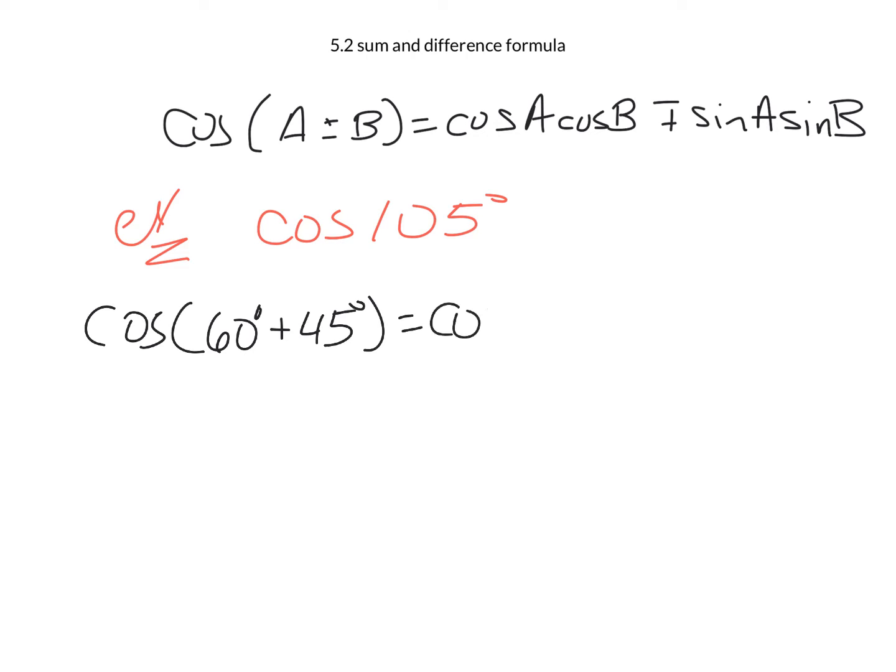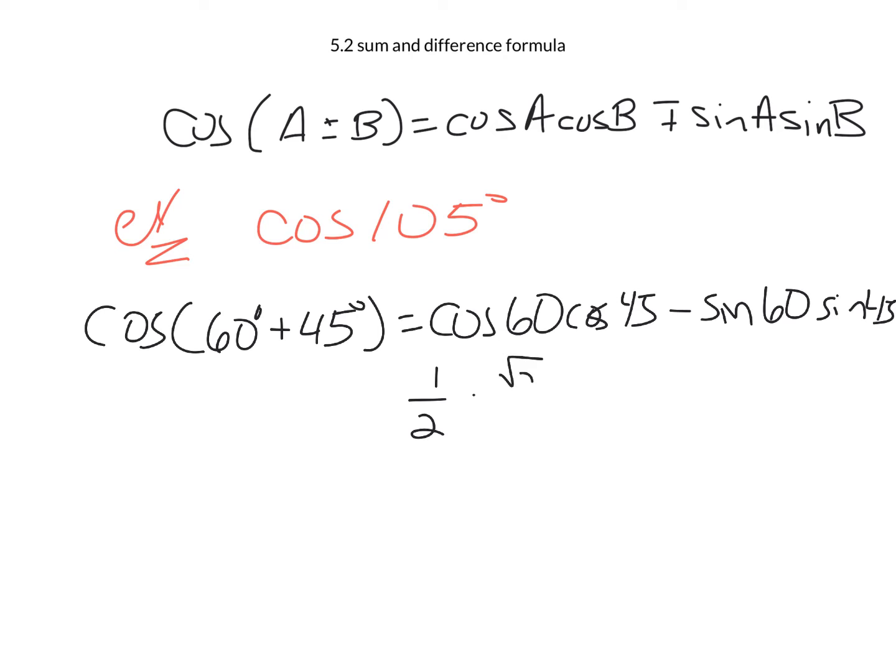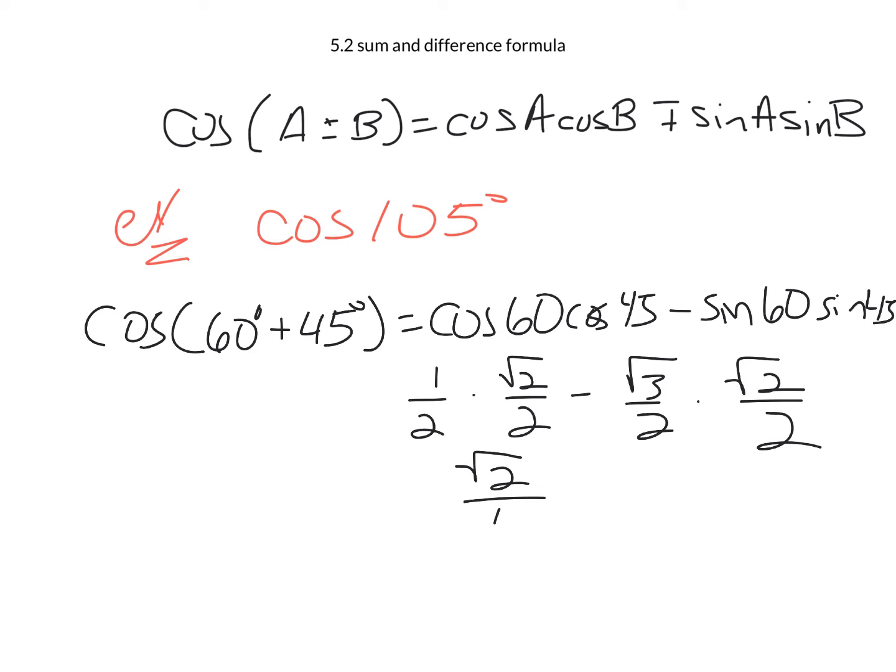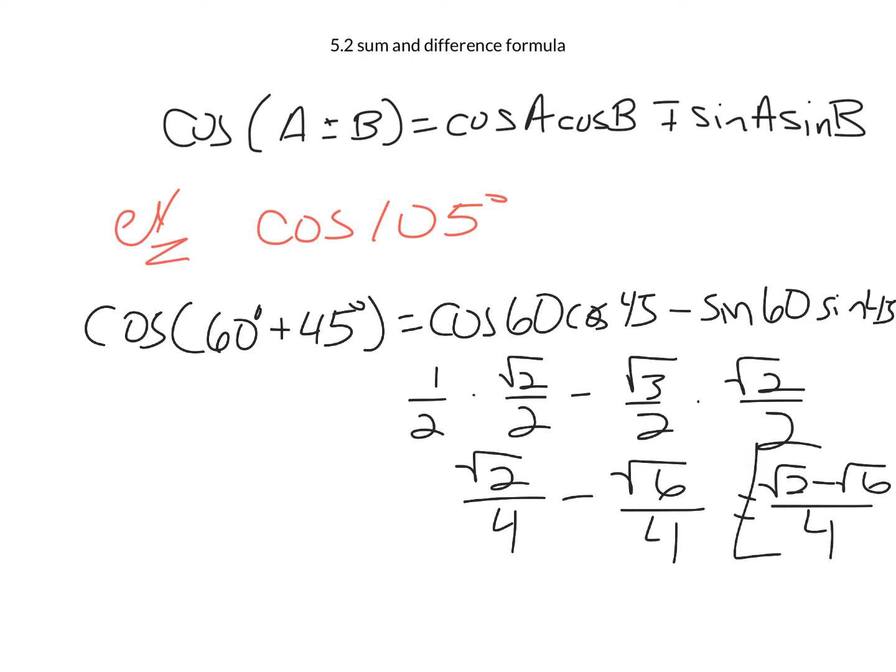And then we plug that in everywhere. Cosine of 60, cosine of 45, minus, remember it flips, sine 60, sine 45. Cosine of 60 degrees is 1/2. Cosine of 45 degrees is root 2 over 2. Minus root 3 over 2 times root 2 over 2. And that's going to get us root 2 over 4 minus root 6 over 4, which is just going to get root 2 minus root 6 over 4. There we go. And that is a solution.